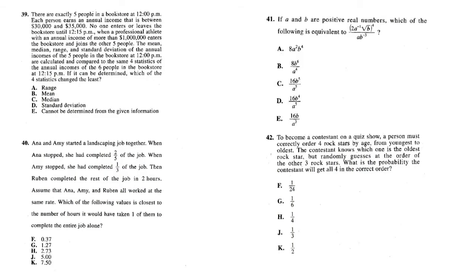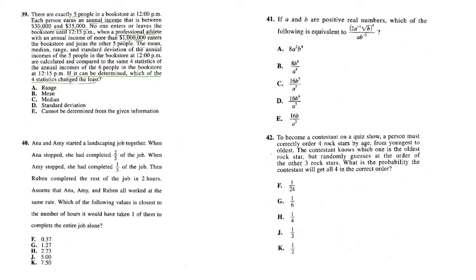Okay, number 39. You have 5 people in a bookstore. Notice how huge of a problem this is, so I would read down through here. It asks which of the following, if it can be determined, is changed the least. So we're talking about a range, mean, median. Now I'm going to glance through, and we have 5 people with annual income of 30 to 35, and then a professional athlete comes in and earns 1 million.